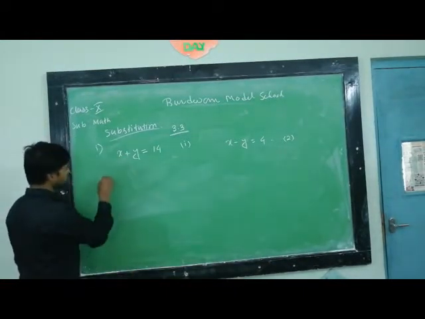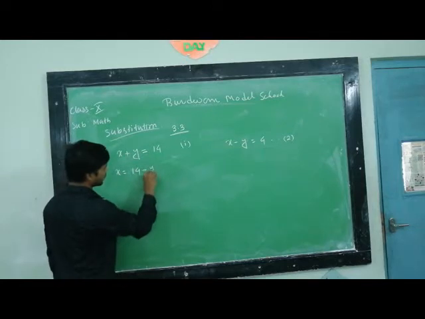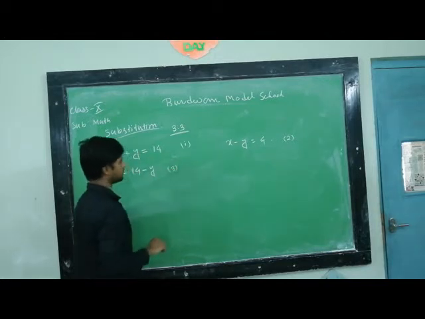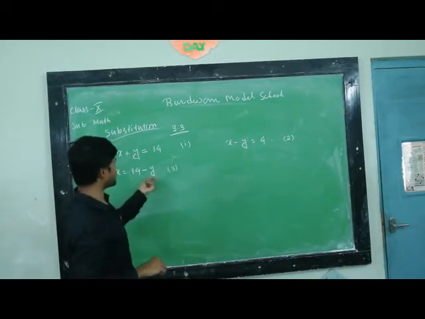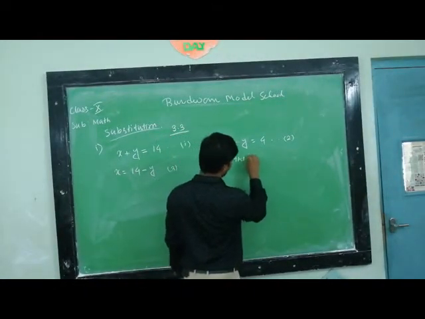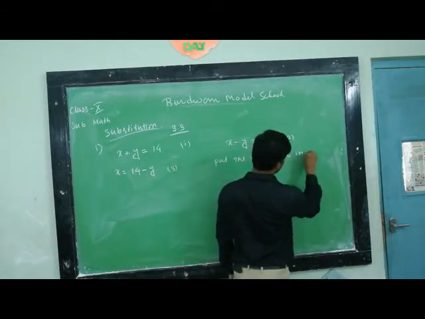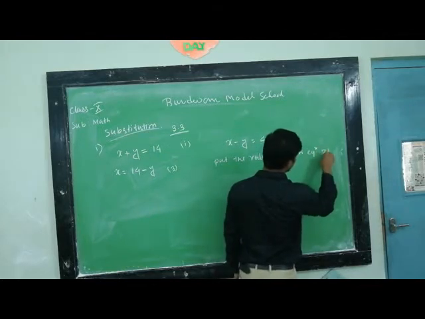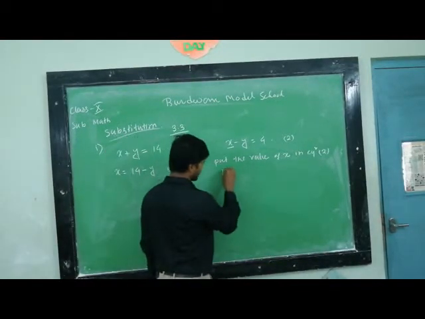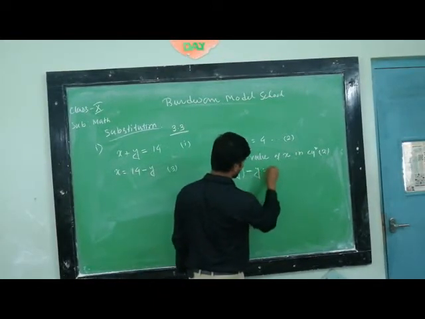Now from equation number 1, what do we have? x will be equal to 14 minus y. Let this be our equation number 3. Now put x equal to 14 minus y in equation number 2. So put the value of x in equation 2. The value of x is 14 minus y, so 14 minus y minus y is equal to 4.